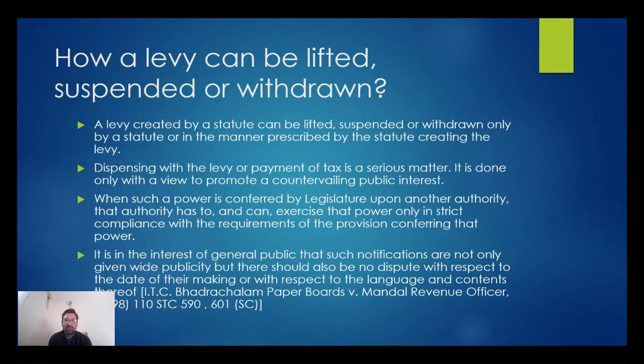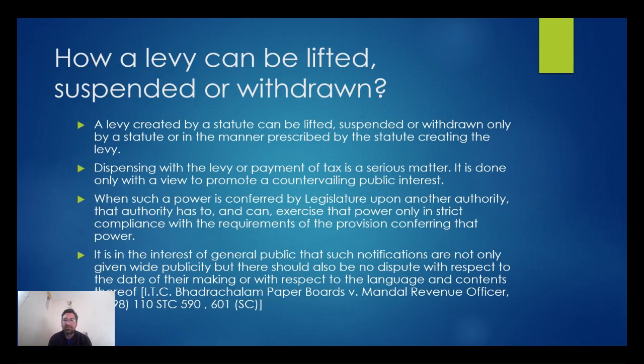The dispensing with the levy or payment of tax is a serious matter. These are the conditions that were held in ITC Bhadrachalam Paper Boards versus Mandal Revenue Officer in 1998. The Supreme Court of India has held that a levy can only be lifted, suspended, or withdrawn by the statute that created it, by the statute only.